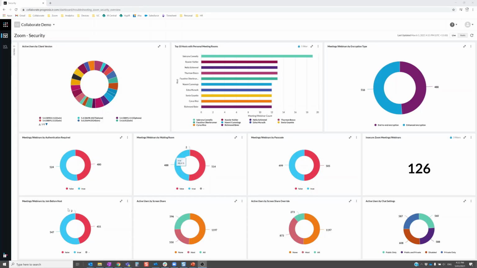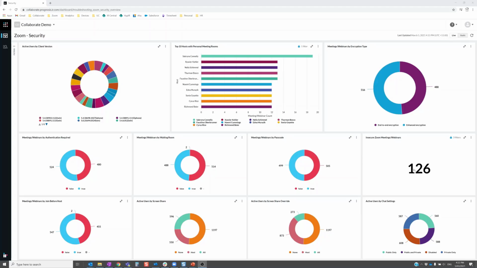And the fourth one down here is join before host. So you may not want to allow people to join the meeting before the host. That's particularly important in an education setting, but there may be instances where that's a good thing to do in a corporate setting as well. And so Zoom recommends that these three options here, the authentication required, the waiting room, and the passcode, or at least one of those, is enabled to ensure that you have a secure meeting.